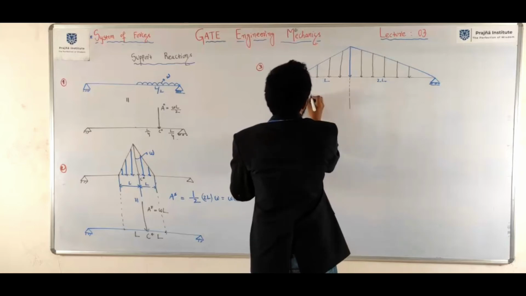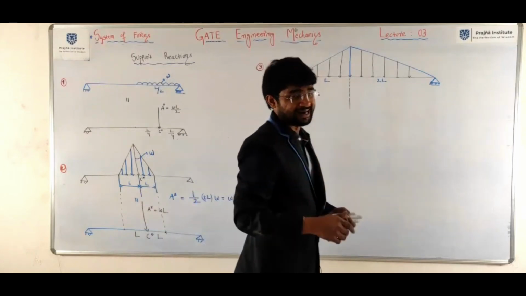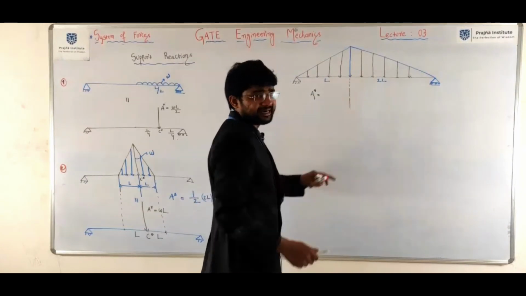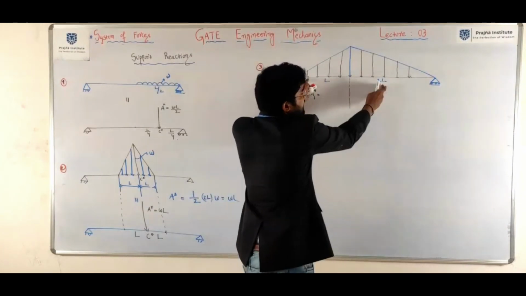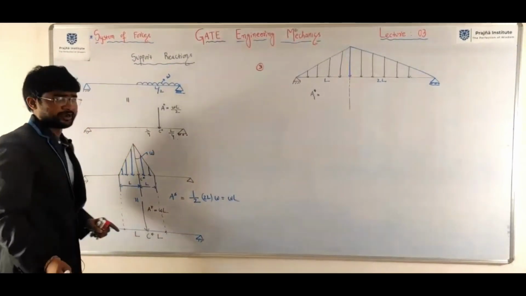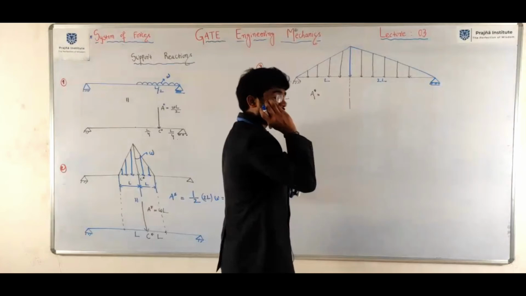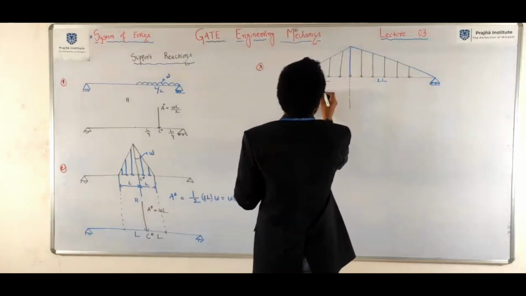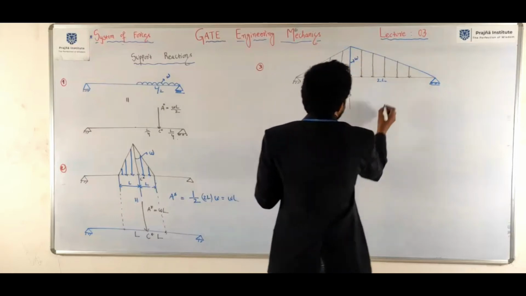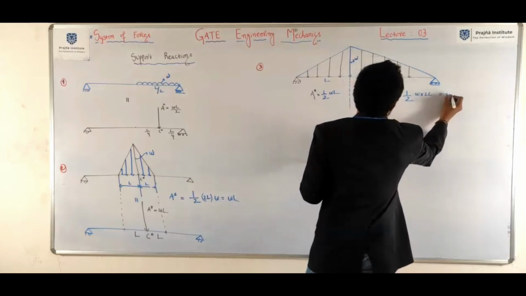Here, first calculate A1 star. We need to separate the big triangle into two parts. Here we have two triangles. Why? Because it is not symmetrical. Here it is L and 2L. If it is symmetrical, consider the full triangle as one unit, calculate the area and place it at the centroid. If it is not symmetrical, separate the big triangle. A1 star is half into W into L, half WL. Here A2 star is half into W into 2L, WL.